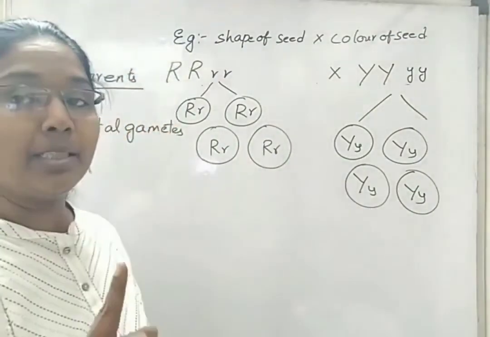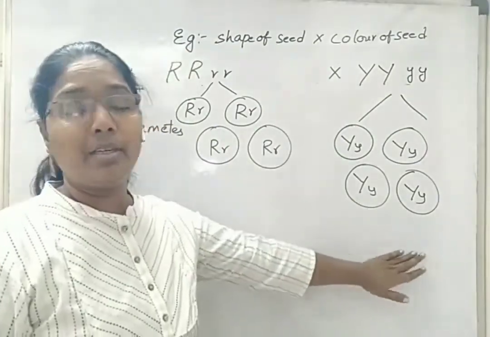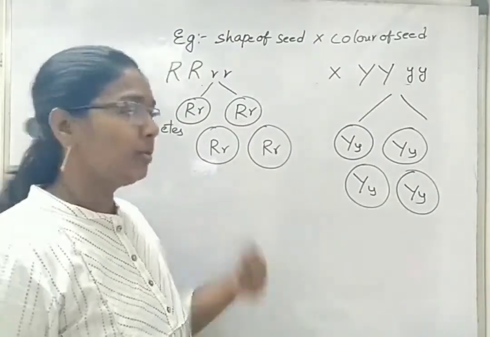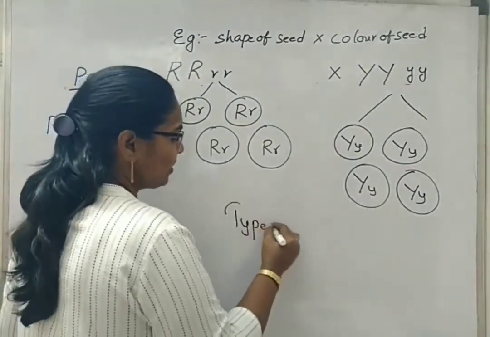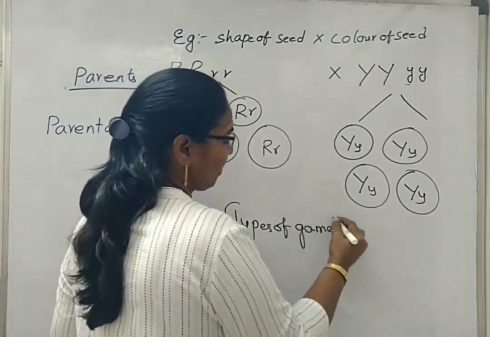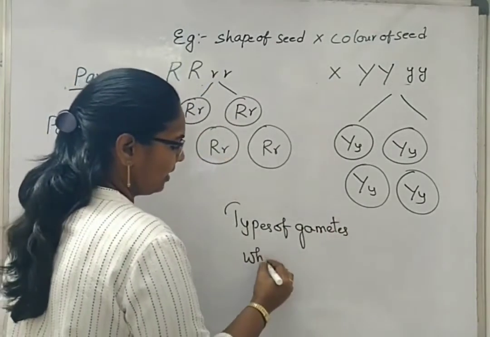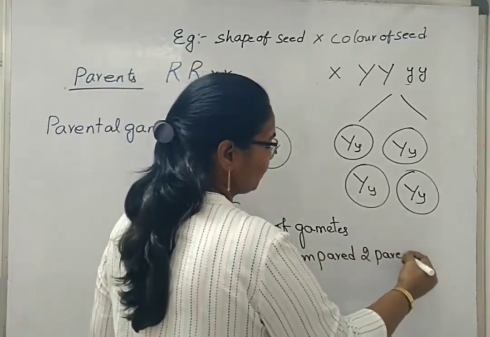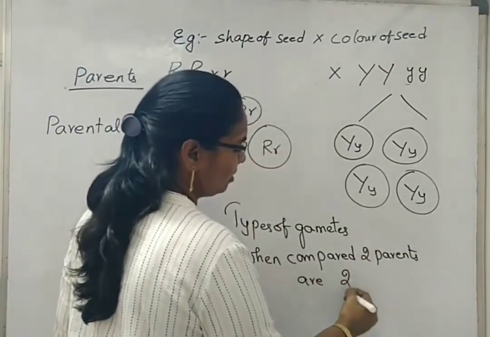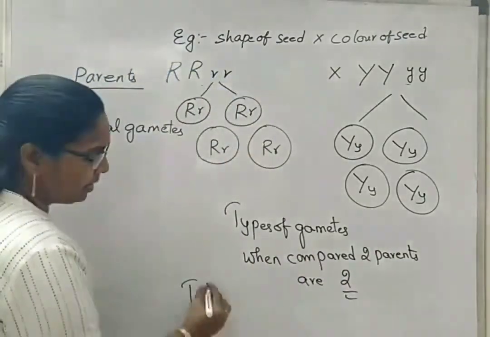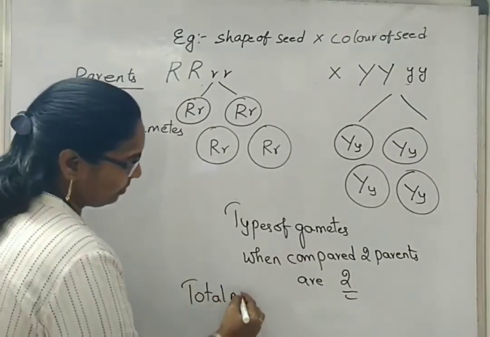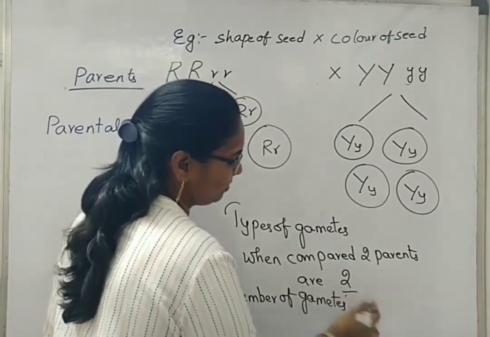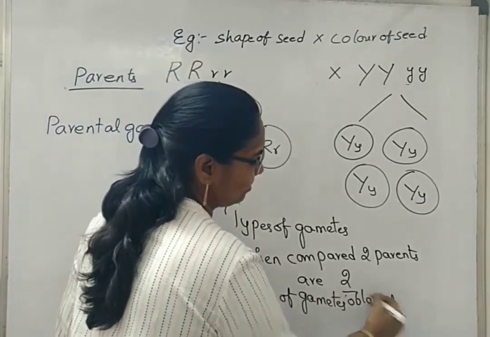Here also one type. But the total number of gametes overall obtained is 8 in number. But here the types of gametes are only 2. That I will write here. Types of gametes, when compared to parents, are 2 in number. Total number of gametes obtained: number of gametes obtained are 8.